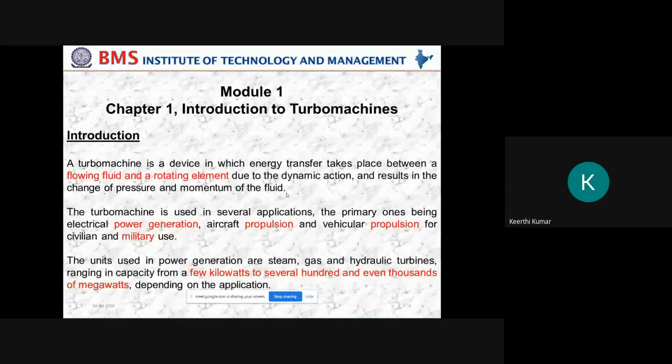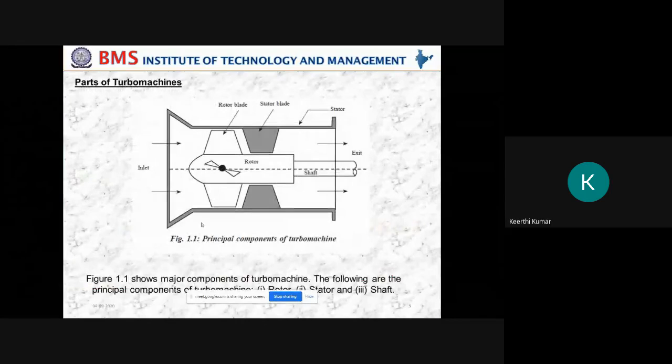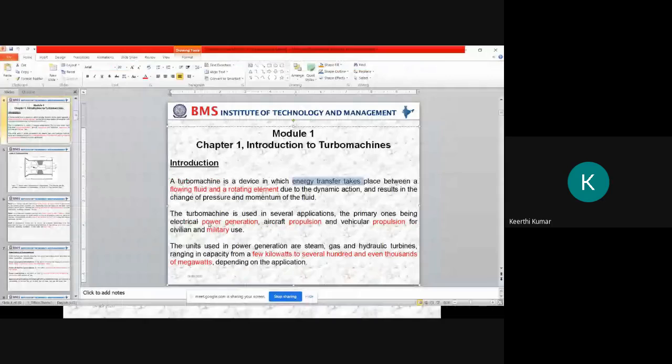You can write: A turbo machine is a device in which energy transfer takes place between a flowing fluid and a rotating element due to the dynamic action, and results in the change in momentum and pressure of the fluid.